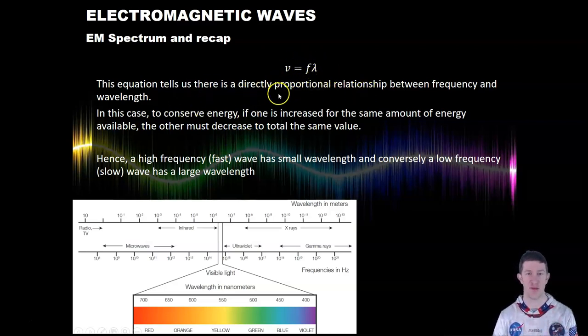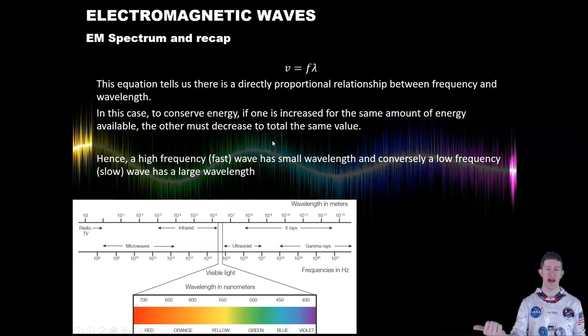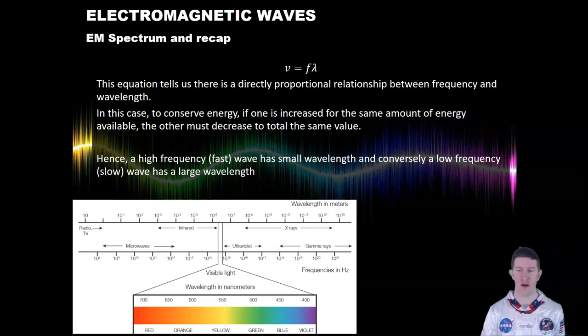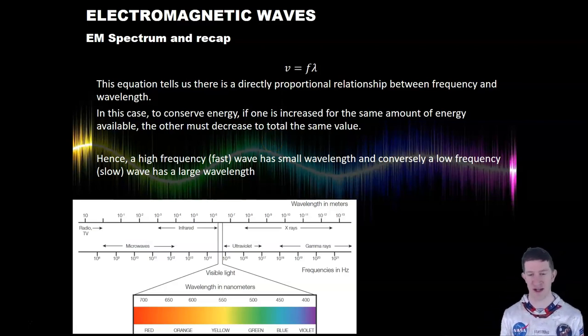So that should have been inversely proportional, not directly proportional. There's a directly proportional relationship between the velocity and frequency and wavelength, but inversely between these two. So this is why a high frequency wave has a small wavelength, and conversely a low frequency wave has a large wavelength. So it's all because of the V equals F lambda formula.